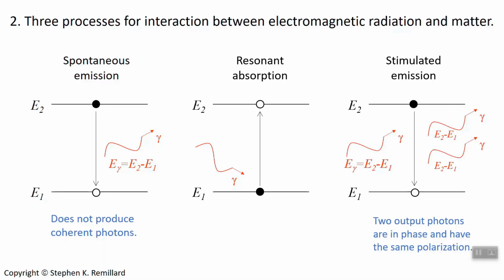So the incident photon continues on by the atom, but it brings a new photon with it. So it's one photon in, two photons out. And that's stimulated emission, which is a key process for the operation of a laser. These two photons coming out are copies of each other. They will not only be in phase and have the same polarization, but they'll have the identical wavelength as well.